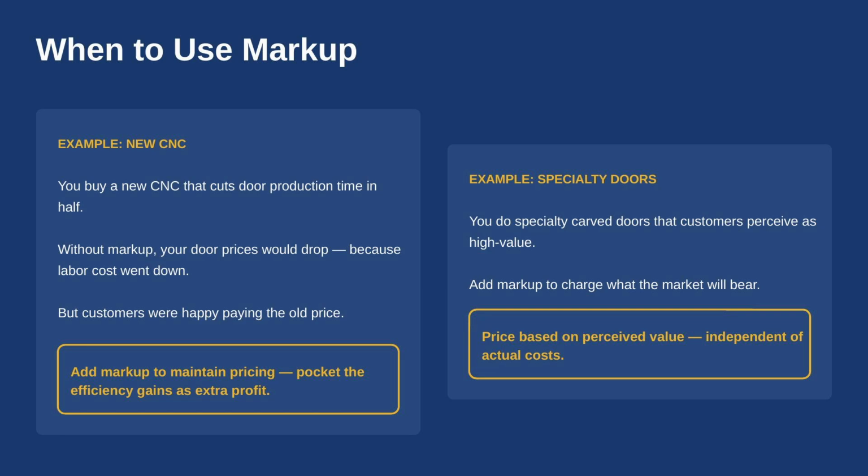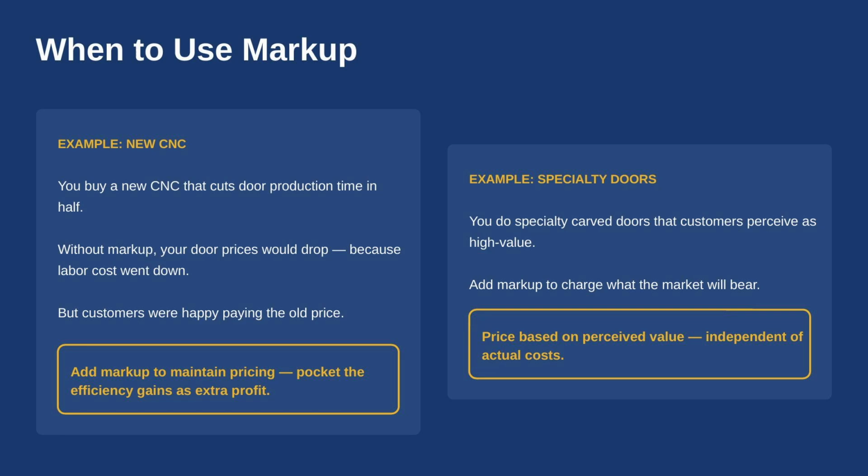Or maybe you do specialty carved doors that customers perceive as high value. You can add markup to charge what the market will bear, independent of your actual costs. You can set markup on doors, door panels, and other door options such as door grain direction. You can also assign markup to drawer boxes, cabinet types, and items such as crown molding, hoods, etc. It's a strategic tool. Use it where customers see premium value.